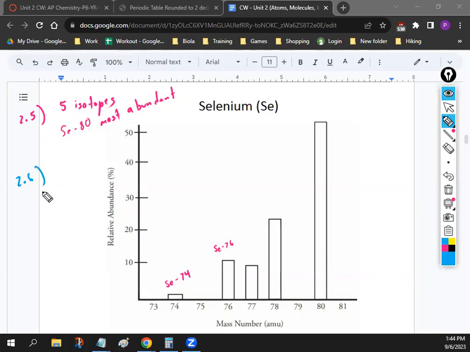2.6 is asking how many neutrons does the most abundant isotope of selenium have? If you take a look at selenium 80, which you said is the most abundant, I'll give you a minute. I want you to calculate how many neutrons selenium 80 has. Take a minute to do that, jot it down on your paper. We'll go over it, and then we'll do the last problem for today.